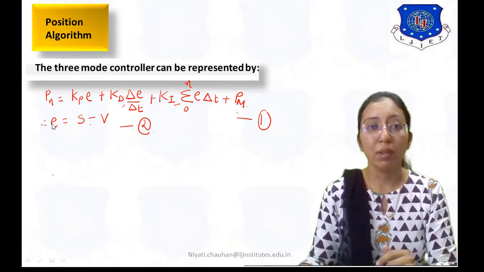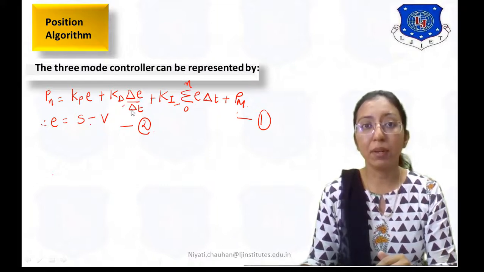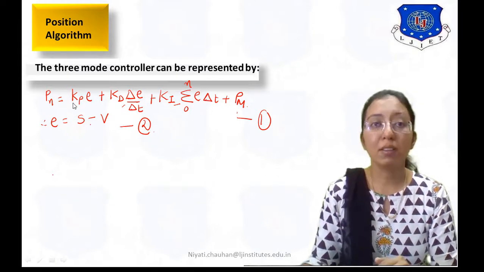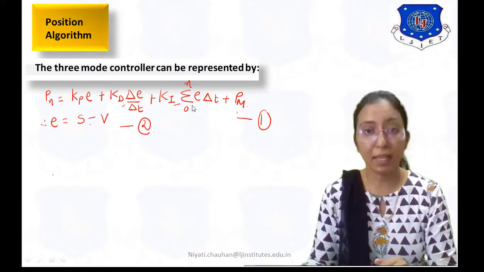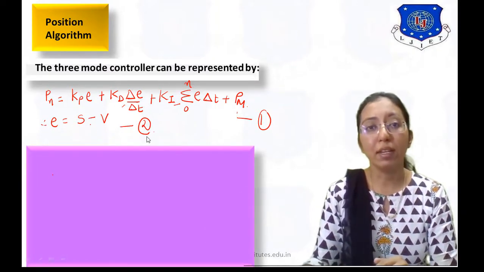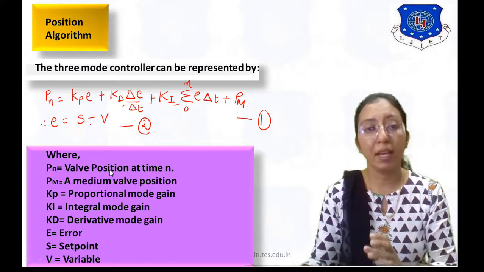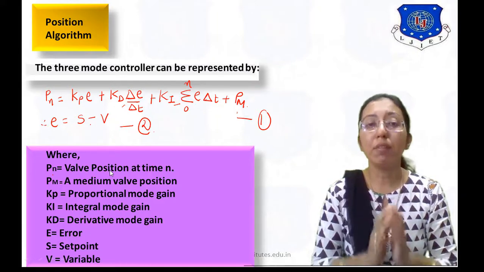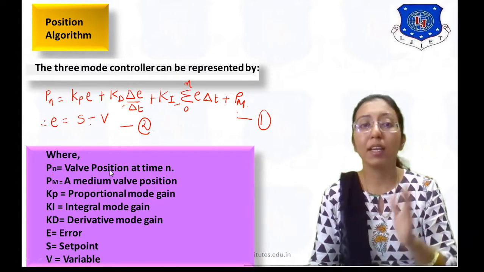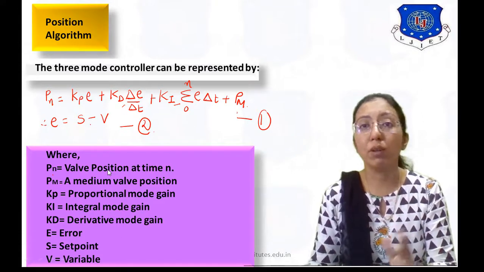In the last session we saw that Pn = Kp e + Kd ΔE/ΔT + Ki Σ(0 to n) e dt + Pm. This is for proportional, this is for derivative, and this is for integral, and error is equal to set point minus variable. So this is equation number 1 and this is equation number 2. Here Pn is the valve position at time n, Pm is the medium valve position, Kp is the proportional mode gain, Ki is the integral mode gain, and Kd is the derivative mode gain. E is the error, S is the set point, and V is the variable.